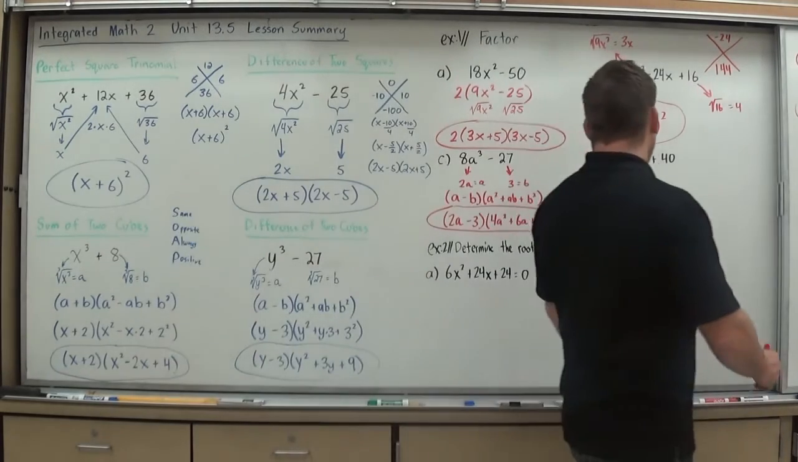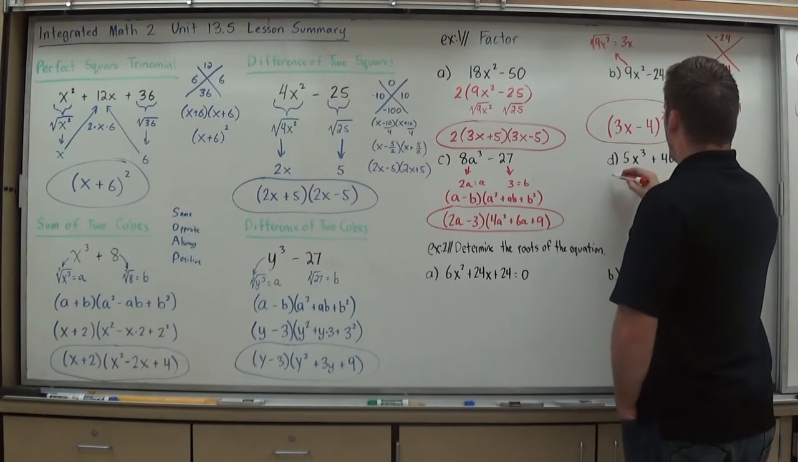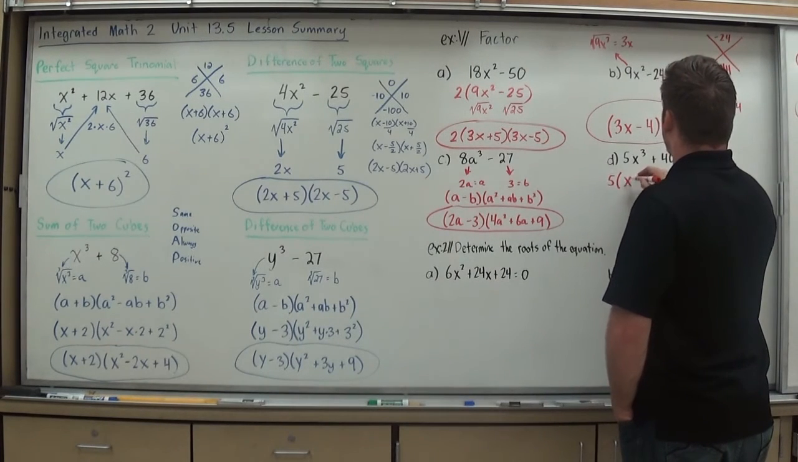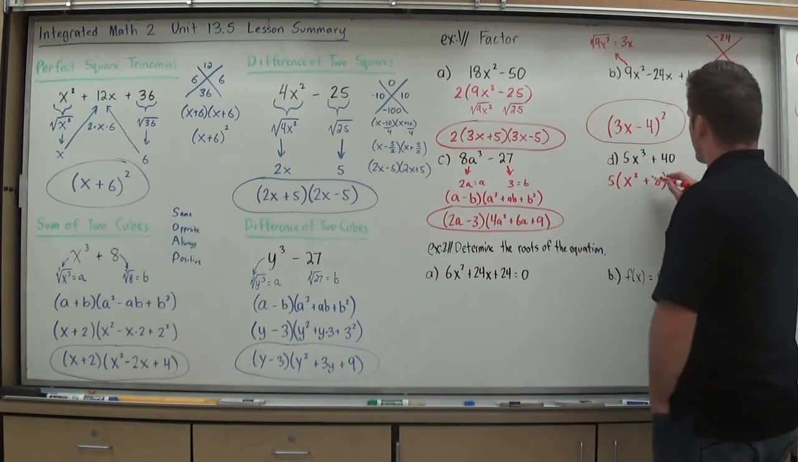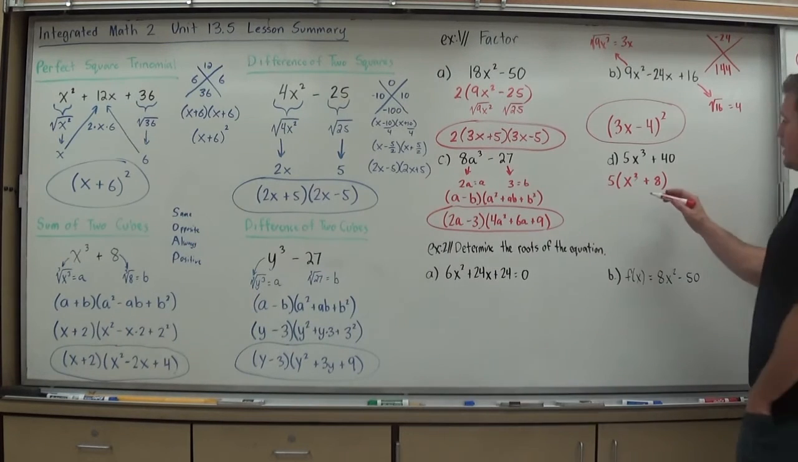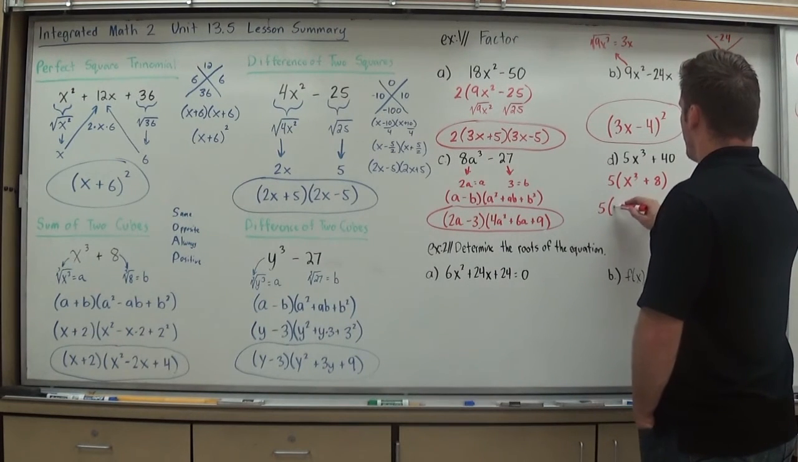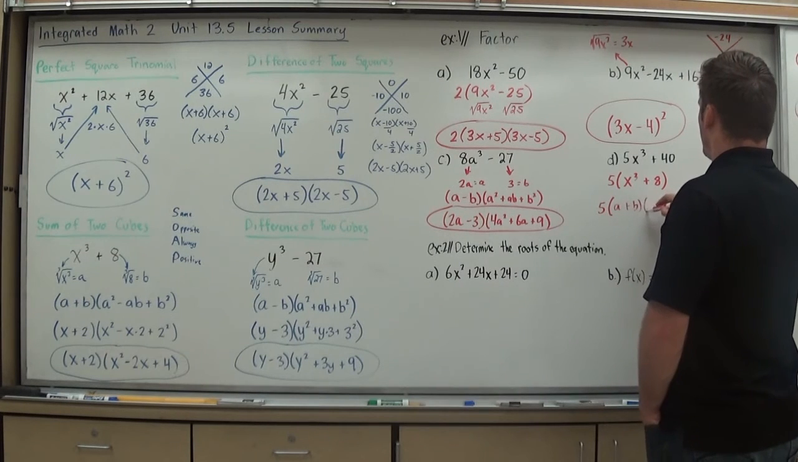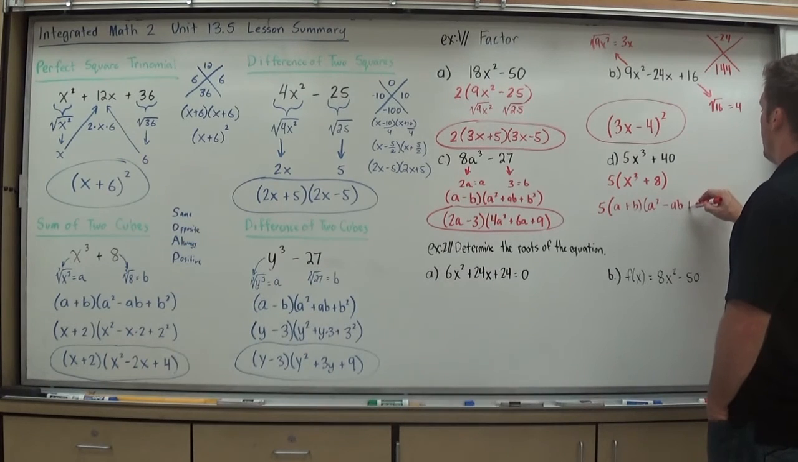Okay, D, again, don't get excited because you see a cube, look for a GCF. 5 actually goes into both those, and it becomes x cubed plus 8. Oops, I wrote x squared, x cubed plus 8. And now I just have to factor x cubed plus 8 using my pattern. And my pattern, again, goes a plus b, a squared, opposite sign, ab, always positive, b squared.